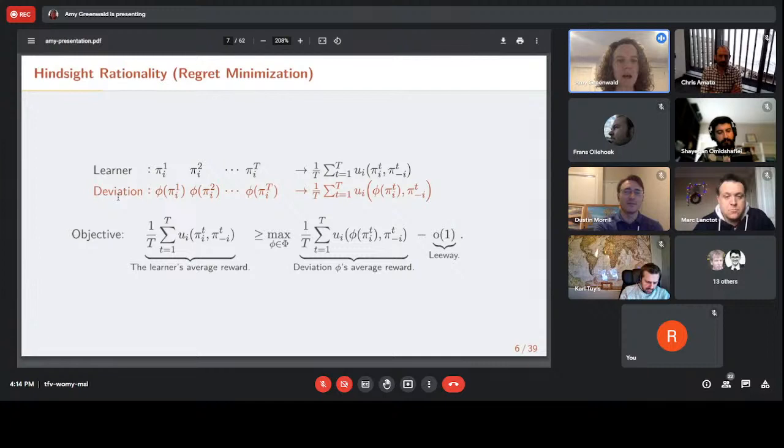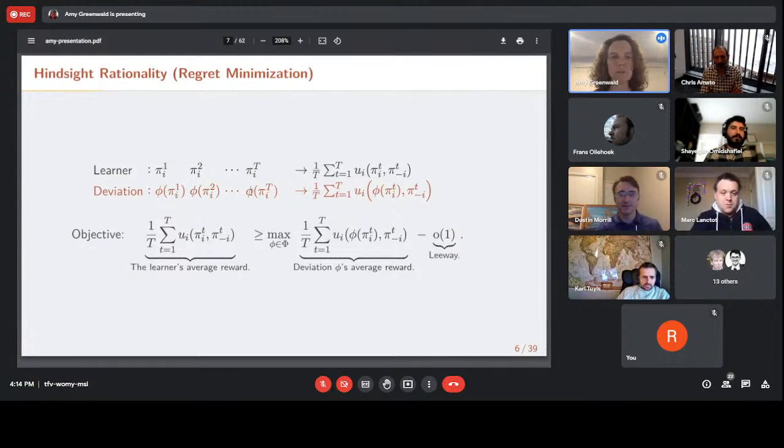And now we consider a potential deviation. That means that the learner could have done something else. And in general, there may be a lot of possible deviations. Each of them we will indicate by a lowercase phi, and there's lowercase phis in the set of capital Phi. So again, there could be a whole bunch of them. So we imagine that the learner's strategy on day 1 is transformed from pi_i^1 to phi of pi_i^1. So we apply this deviation function, and we get something else that we could have done. And then we apply it on day 2, and we apply it on all the days, and we accumulate the utilities for the deviation function. So what would have happened had we applied this deviation every day?